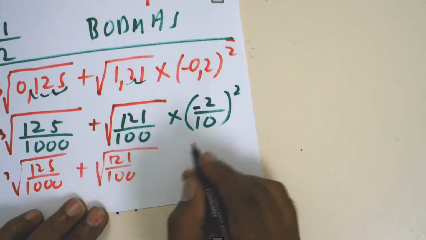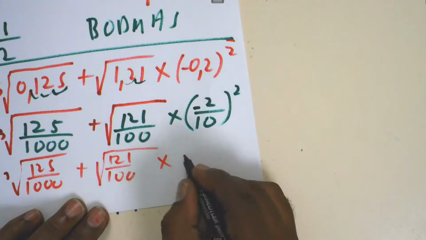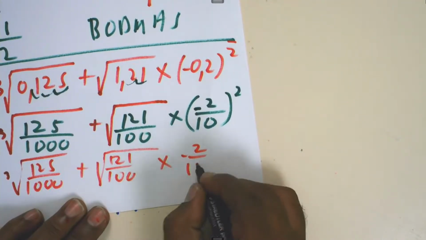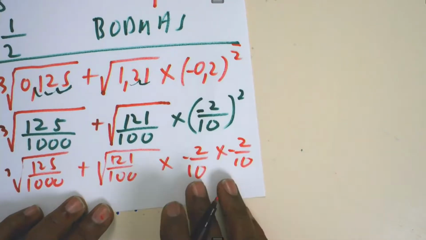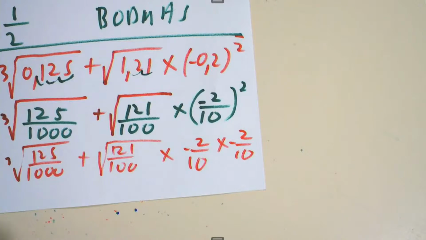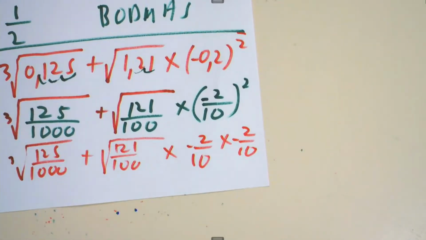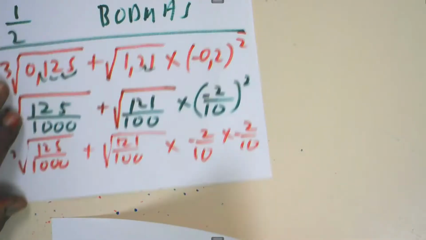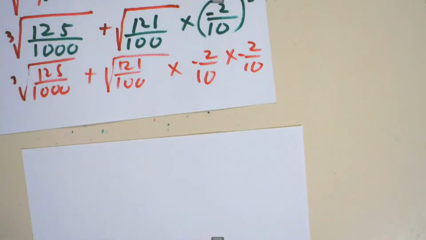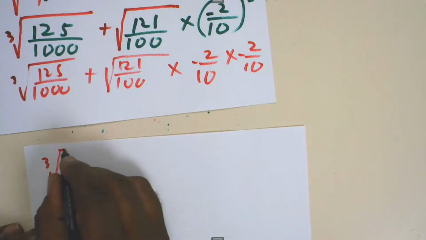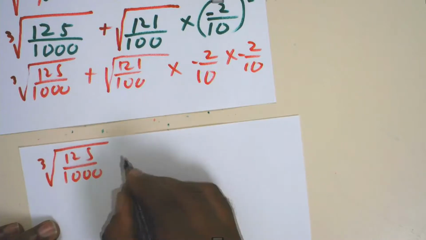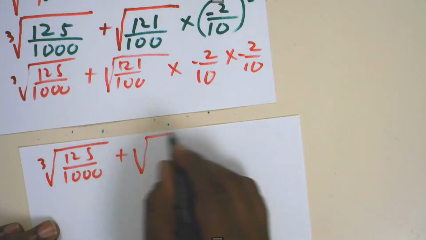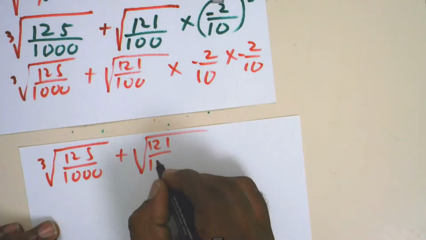Right? Therefore, we are going to say this minus 2 over 10 multiplied by minus 2 over 10. We want to remove brackets and let them be in the same situation, same language, so that we can deal with it. Cube root of 125 over 1,000 plus square root of 121 over 100.